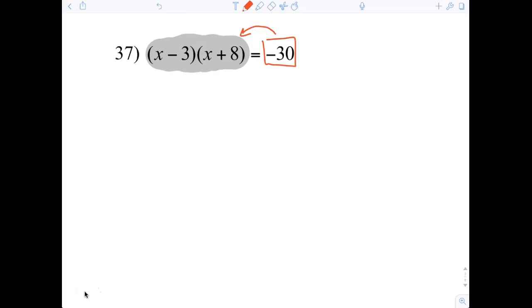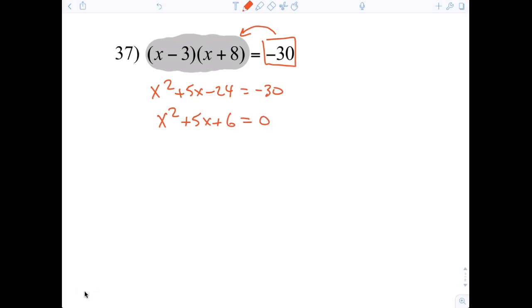All right, here we go. Now let's just go ahead and finish, please. Hold up. So it became x squared plus 5x minus 24 equals negative 30. Now you understand what I mean. It's still not equal to 0, so now I have to add 30. Positive 6. x squared plus 5x plus 6 equals 0.